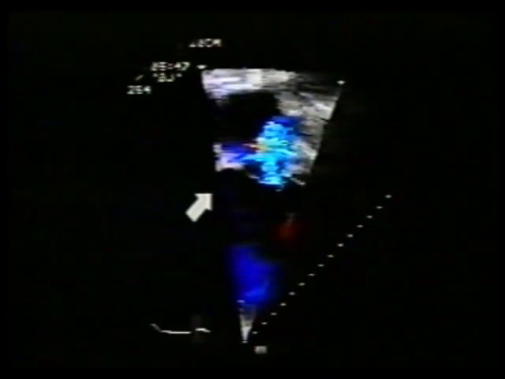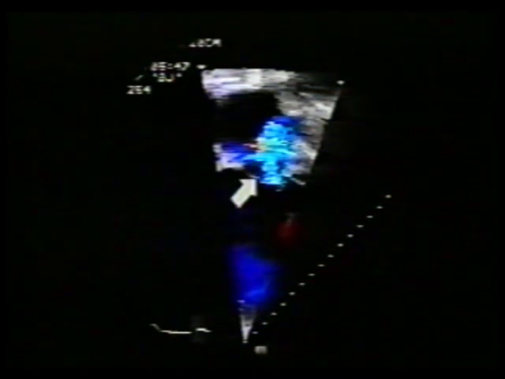Since this functional regurgitation tends to respond nicely to afterload reducing agents, it is important to be able to characterize the degree of mitral regurgitation for each patient with dilated cardiomyopathy. We have narrowed the sector to enhance color flow imaging of the regurgitant jet. This patient has moderate regurgitation. The jet fills the lateral portion of the left atrium.